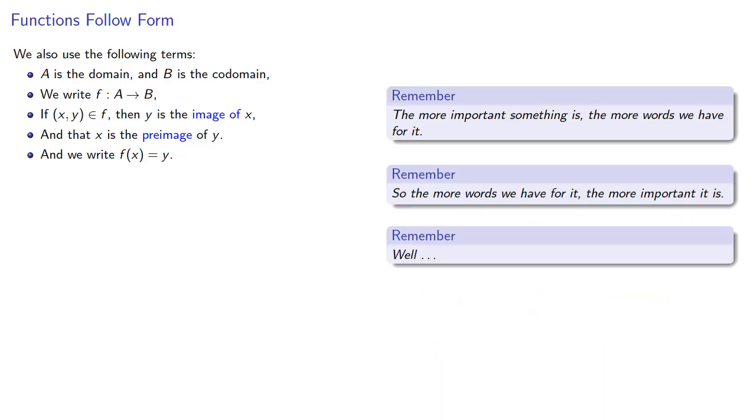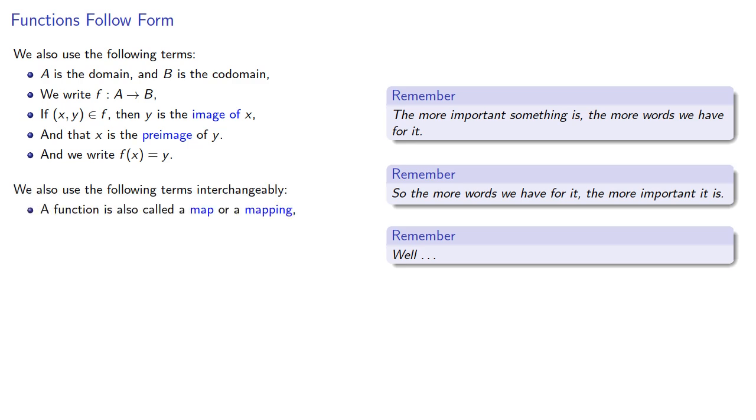we also use the following terms interchangeably. We call a function a map or a mapping, and we also call x the input and y the output. Now, the important thing to note is that every x in our domain has an image in our codomain. However, we don't require that every element of our codomain has a preimage.